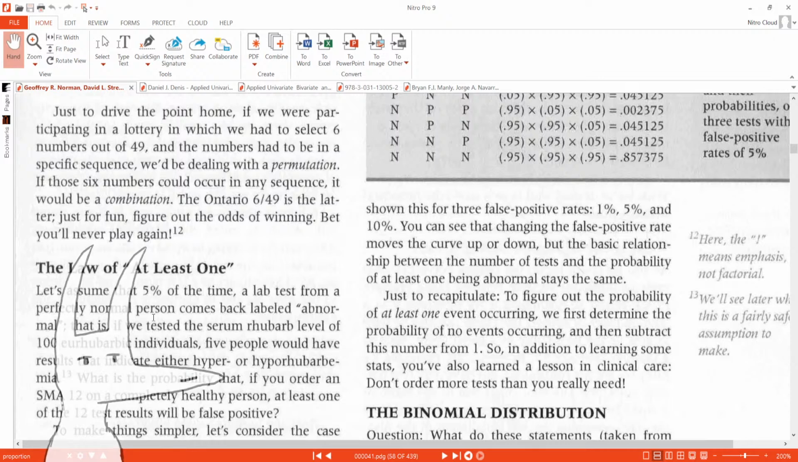Let me think about this. So we have to use combinations. Wait, no. Okay, wait, hold on. Now we just have to do 1 minus... No, or at least 1. So just 1 minus 0.95 to the power of 5 is probably the right answer there.